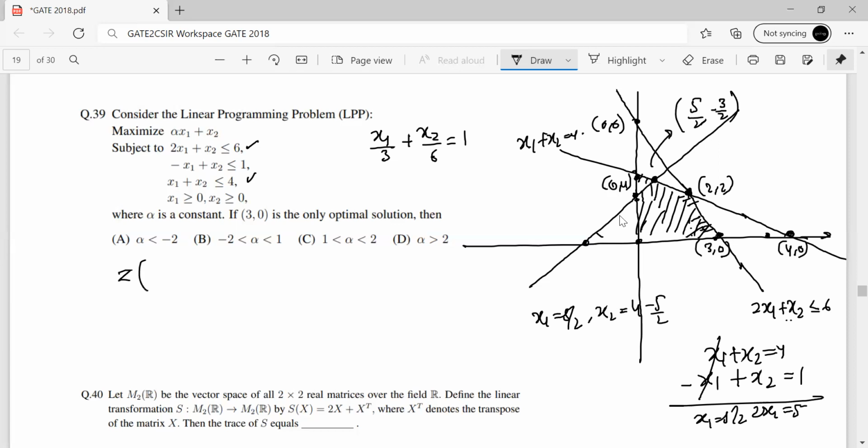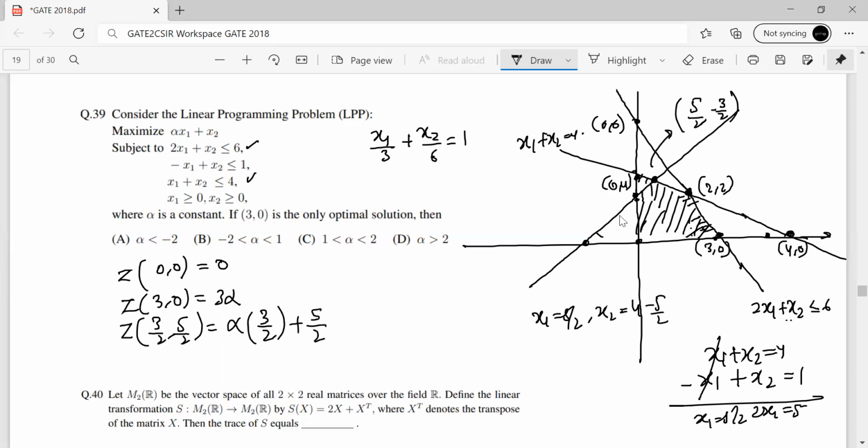Now let's find out z. So z at 0 0, it is inside, so z at 0 0 will be 0 because we have to maximize. And z at 3 comma 0 will be 3 alpha. And z at 5 by 2 comma 3 by 2 will give me alpha times 5 by 2 plus x2 is 3 by 2, so that gives me 5 alpha over 2 plus 3 over 2. And what is next? At 2 comma 2, z is 2 alpha plus 2.